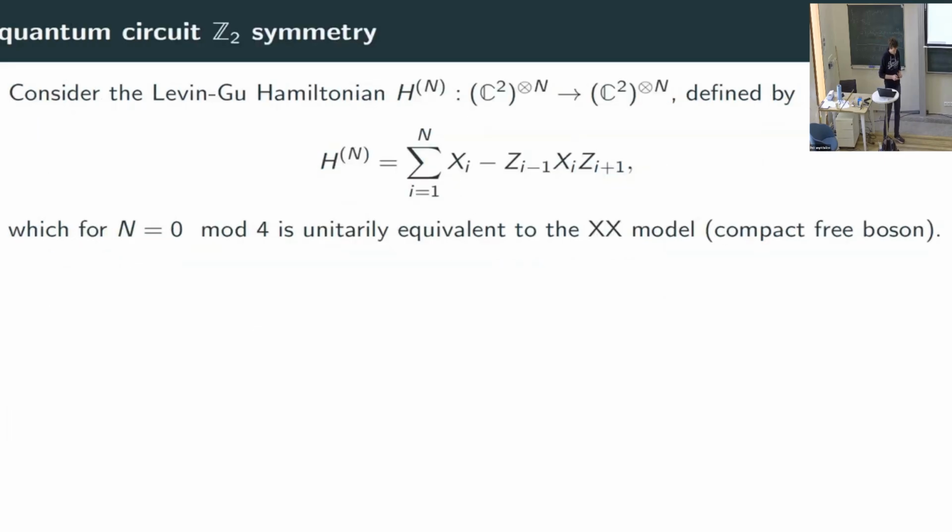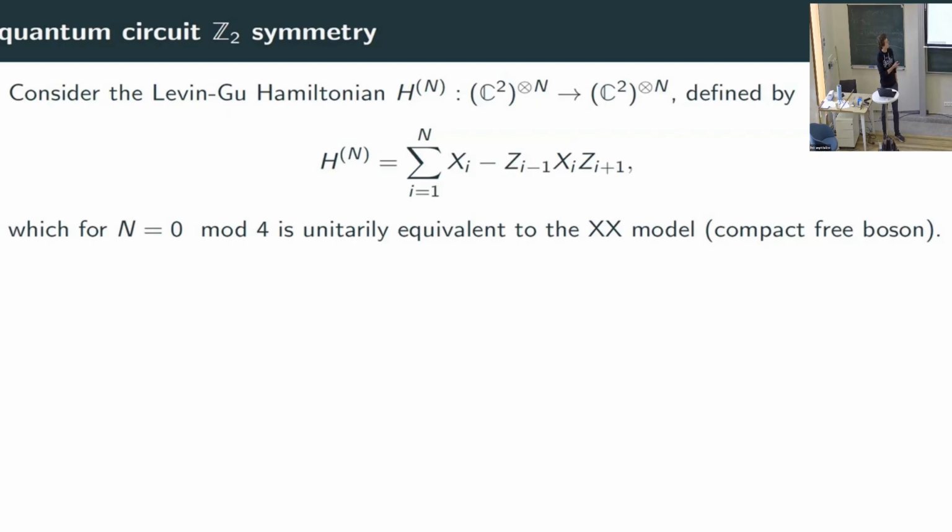Throughout this whole talk, I will just be using one single example because it's the easiest to explain these things in terms of this example. I will study this particular Hamiltonian, which is acting on a quantum spin chain of qubits. So my Hilbert space is some tensor product of C2 on n sites. And my Hamiltonian is given by this thing. This is called the Levin-Gu Hamiltonian. It's not really important what its name is.